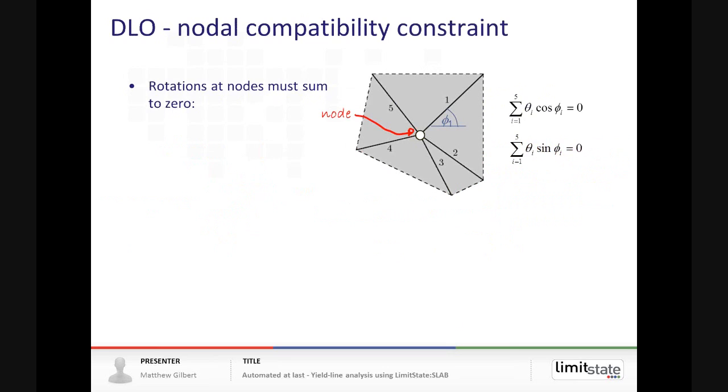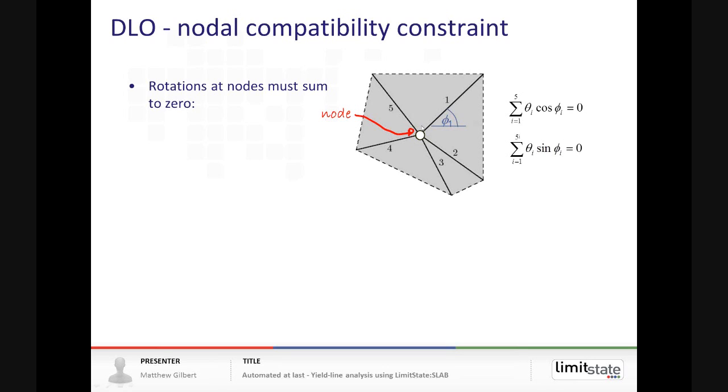So just have a quick look at one of the key constraints that's present in the slab formulation. We said that instead of considering equilibrium at nodes, we're considering compatibility. What does that actually mean? Well, if we zoom in on a node that's, for example, got 1, 2, 3, 4, 5 yield lines converging on it, then what we're doing is we're resolving the rotations in the x direction and in the y direction and ensuring they sum up to 0.